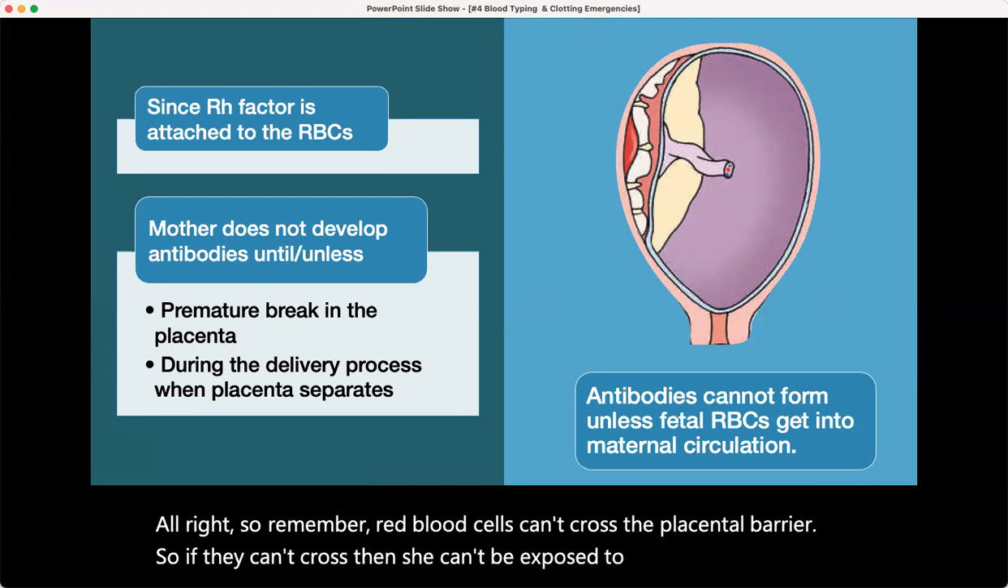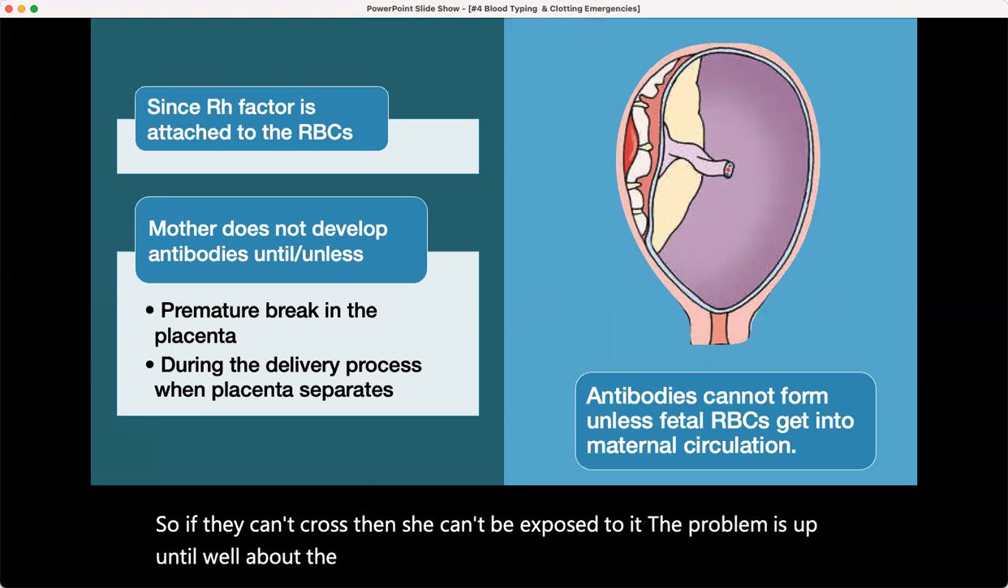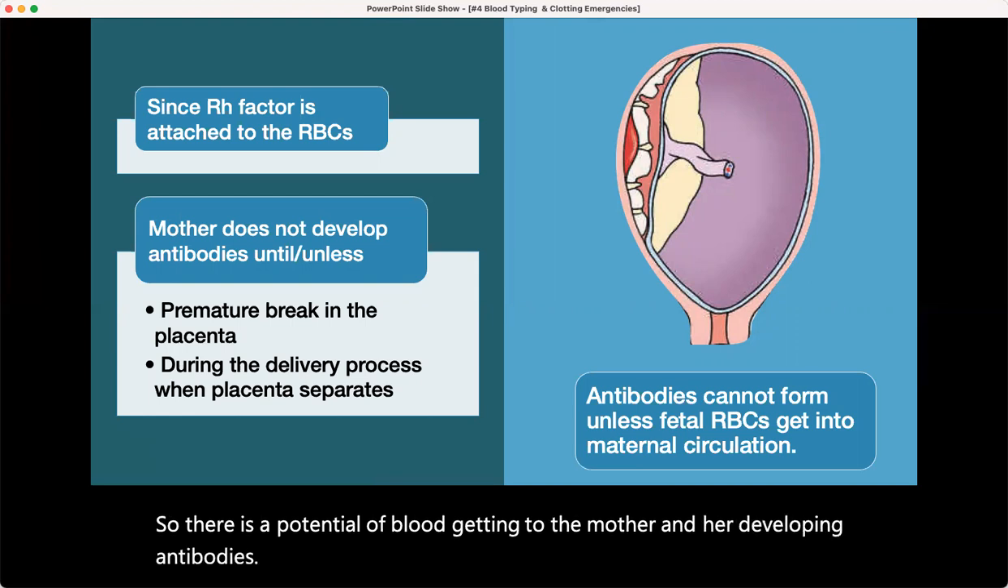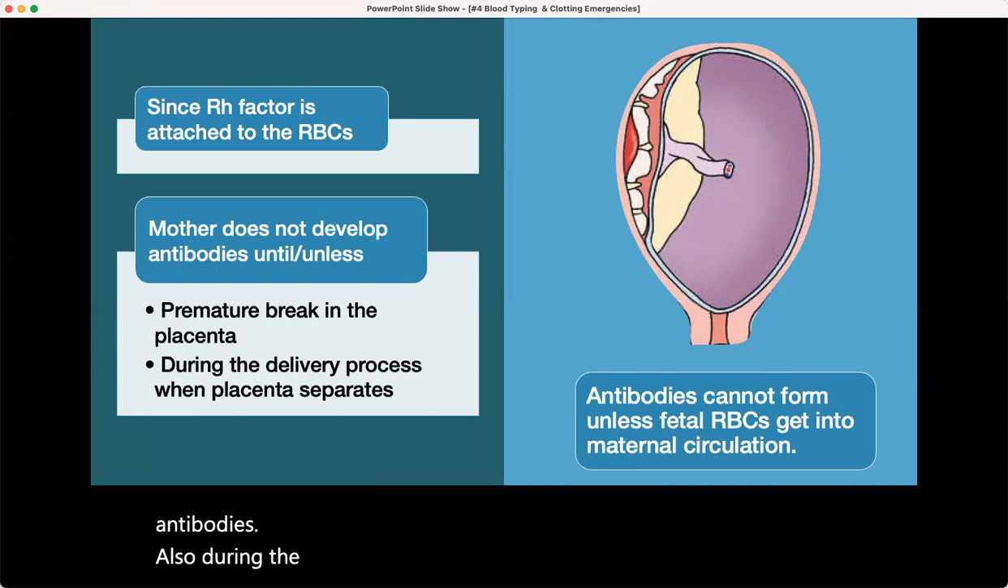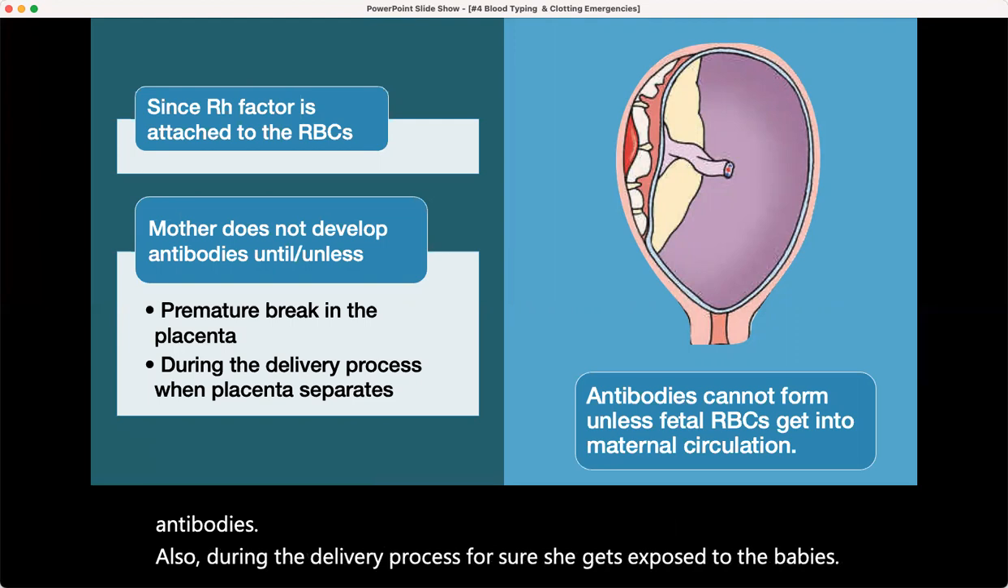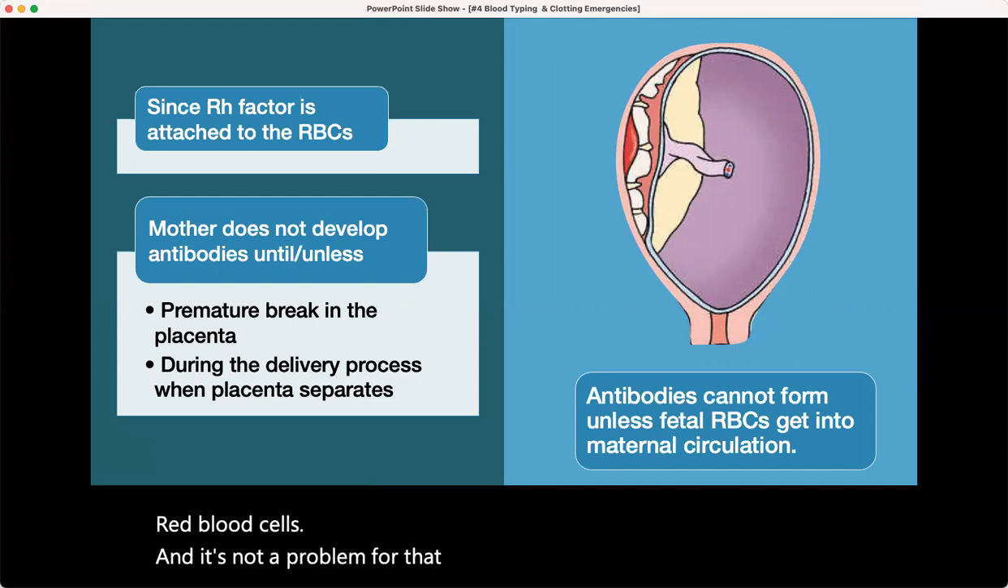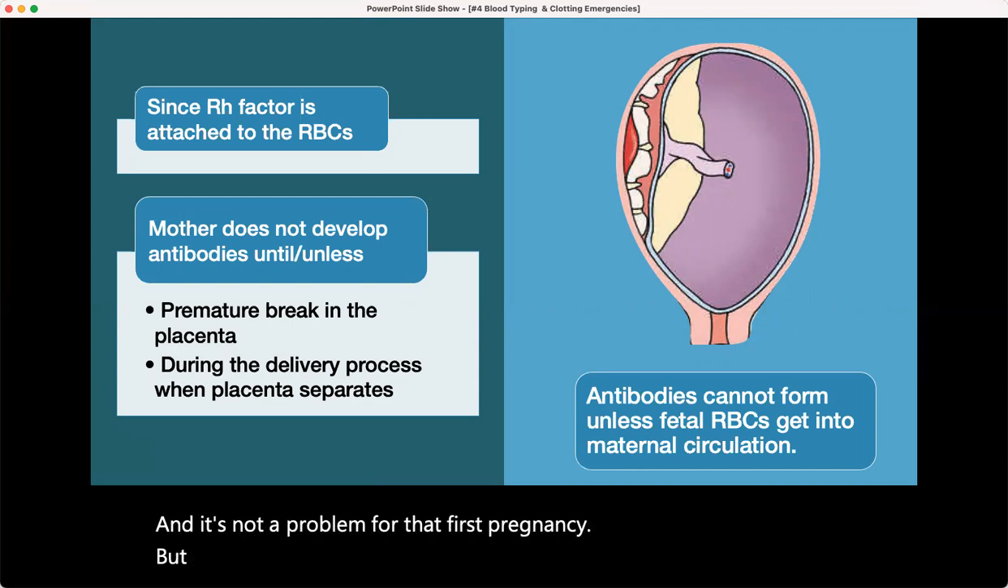The problem is up until, well, about the 28 weeks, you can have these micro tears. So there's a potential of blood getting to the mother and her developing antibodies. Also during the delivery process, for sure, she gets exposed to the baby's red blood cells. And it's not a problem for that first pregnancy, but it is a problem for subsequent pregnancies.